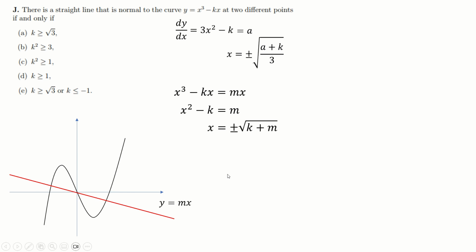So that's good. Now, what else can we say? Well, we know stuff about the gradients of the line and the curve at those 2 points. We know they're negative reciprocals of each other. So the gradient of the curve is this. So the gradient of the line is m, which is minus 1 over this at that same point. So now we can put this point into here. Now x squared, of course, is just k plus m. So you can put that into here to make an equation just in m and k. So we're making a bit of progress here. You can work with that.